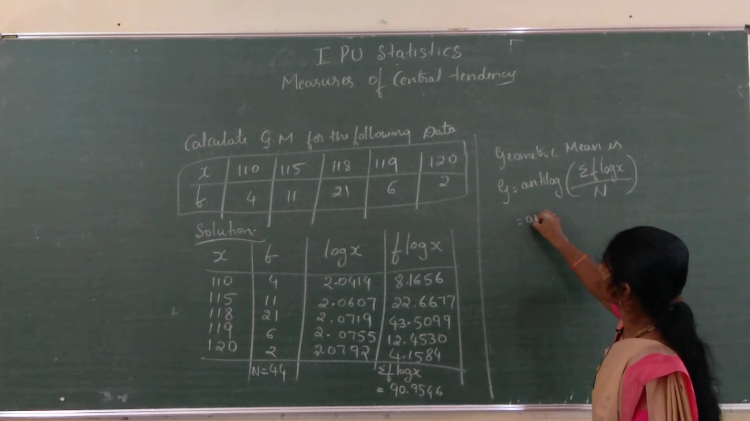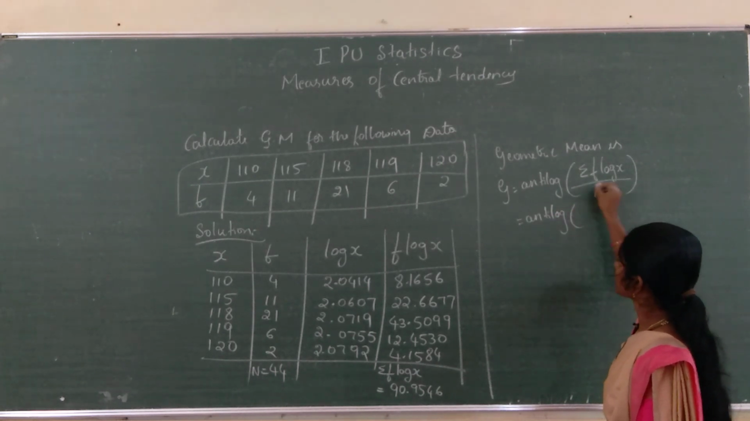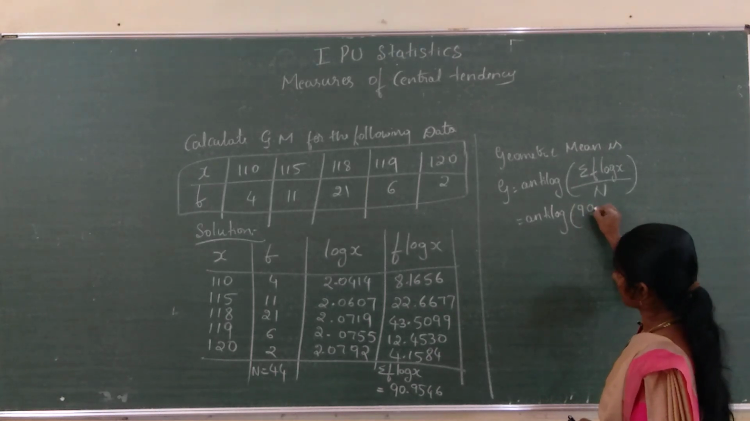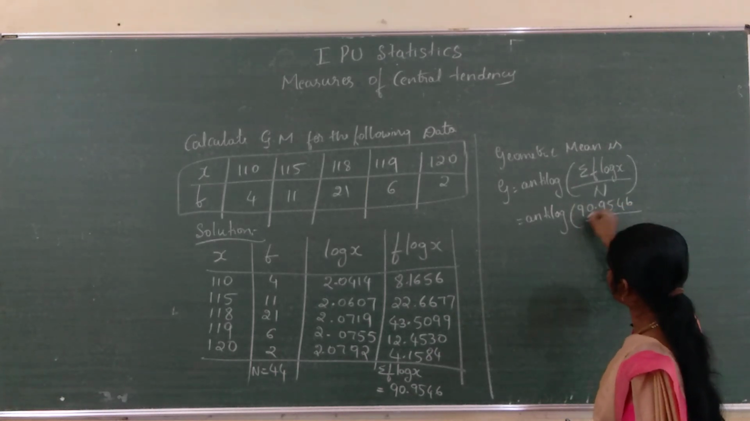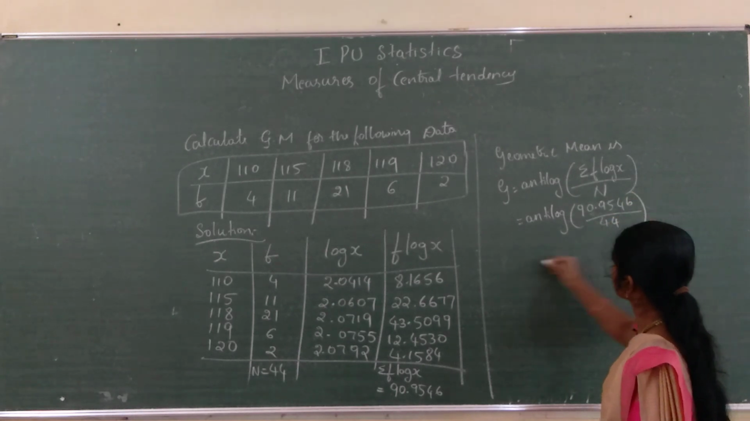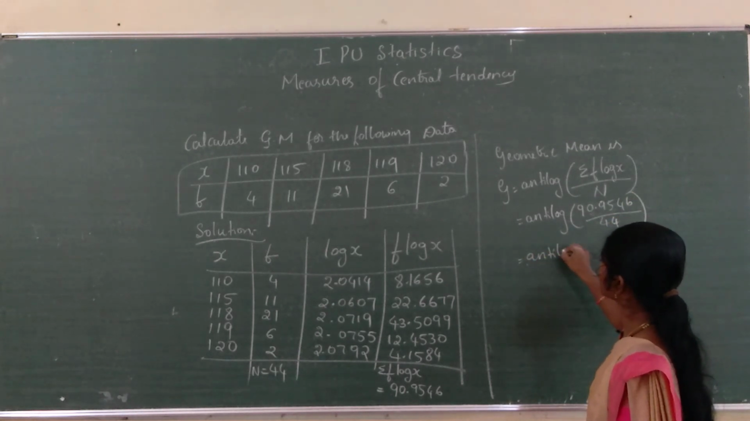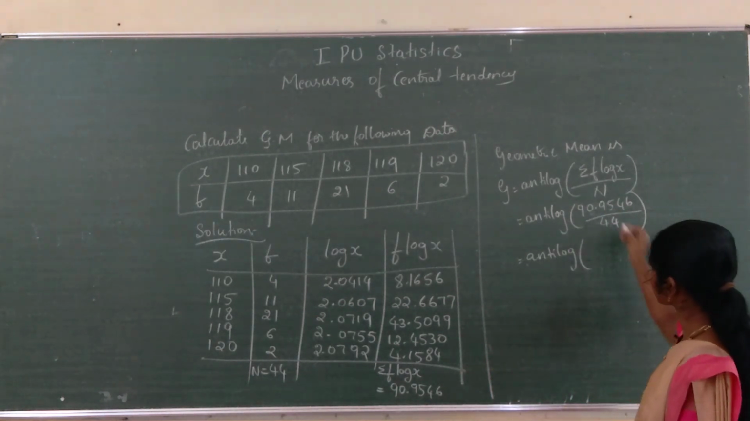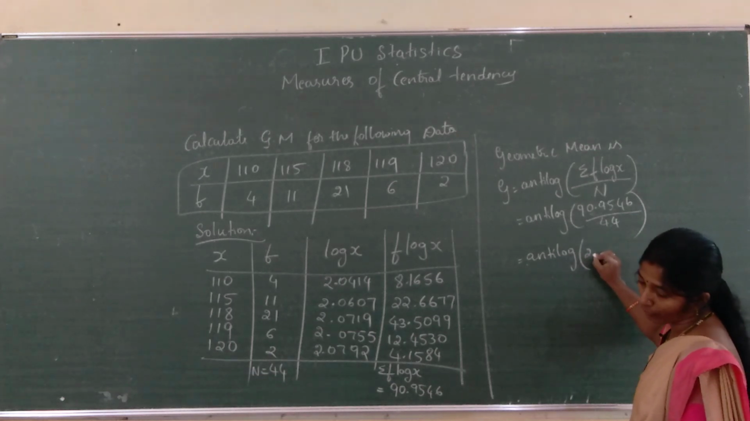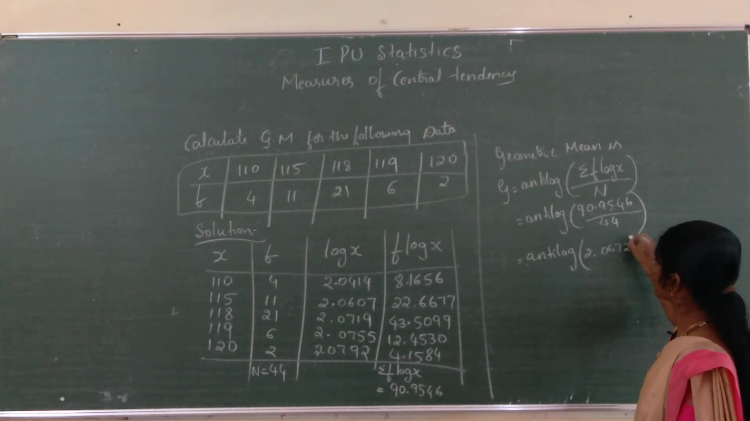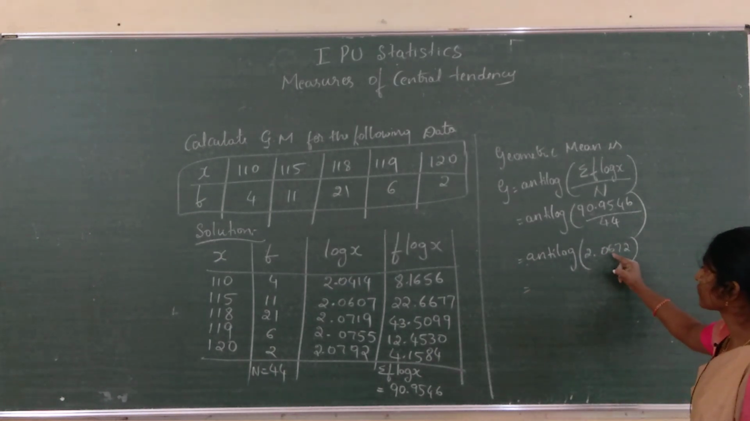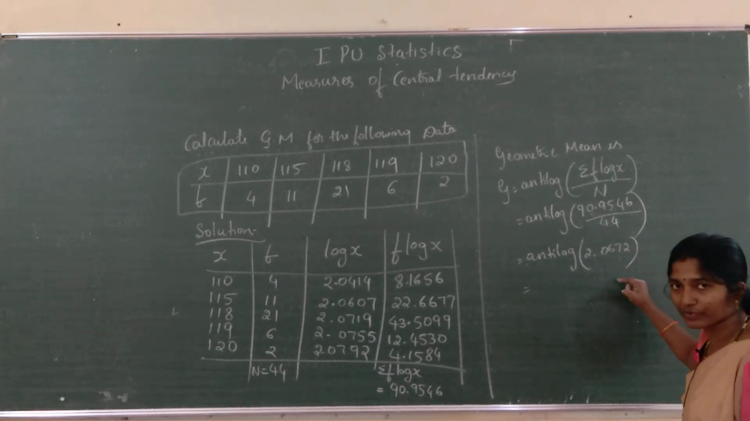Here antilog of summation f log x, our answer 90.9546, and n value 44. After dividing this one we will get answer 2.0672. Idannu calculator divide madbeku. Now see the antilog table, 0.06 in that row, column 7 alli value eshtu bandide nodi.